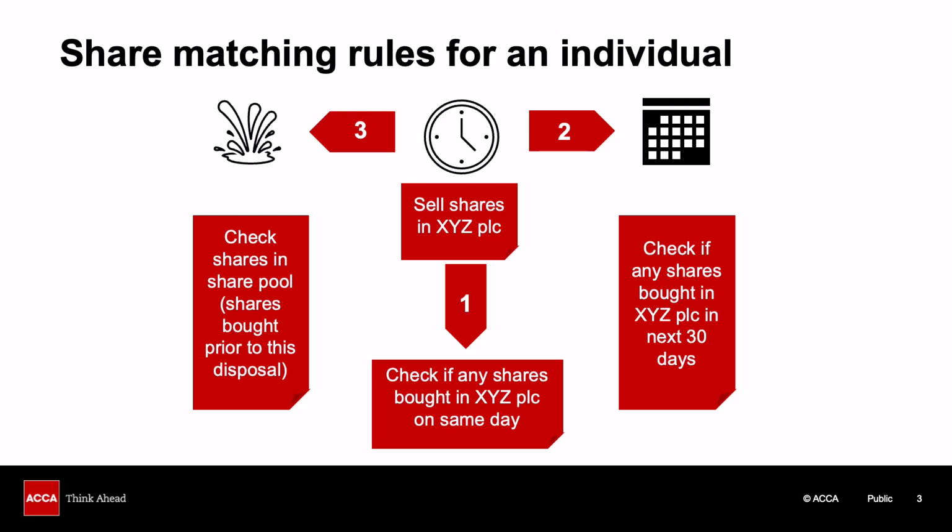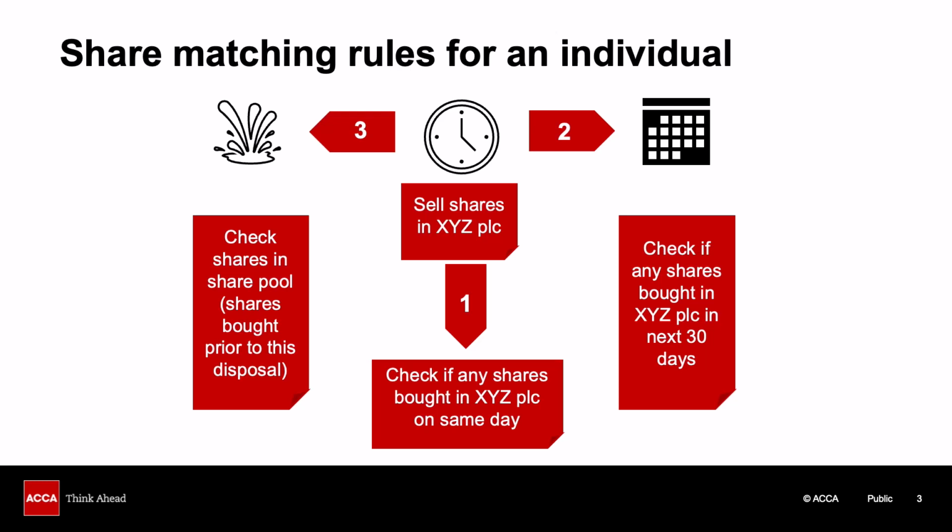If there are some shares that were bought on the same day as the disposal, then we're going to say that the ones bought today are the same ones that have been sold today. And so we'll use the cost of today's purchases as the cost in the gain computation of the ones that we've sold today. But what if there aren't any bought today in that same company? Or perhaps there were only 50 bought, but we sold 100 of them today.